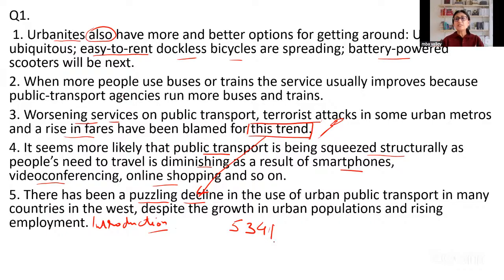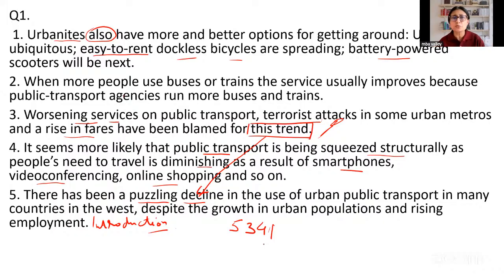Now let's read sentence number 2. When more people use buses or trains, the service usually improves because public transport agencies run more buses and trains. Now, sentence 2 talks about how people using buses and trains improves the service. But this idea is not directly relevant to the conversation that we are having in this paragraph. Our conversation focuses on the decline of public transport and its usage, right?